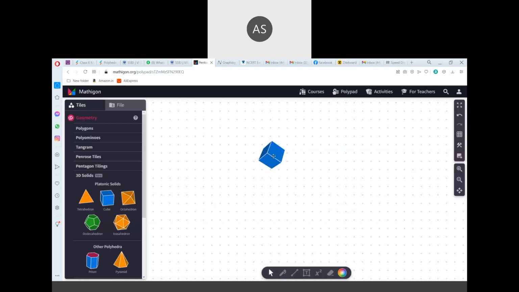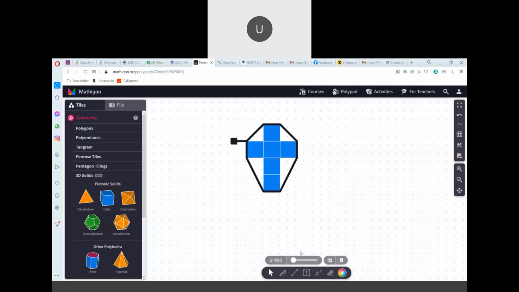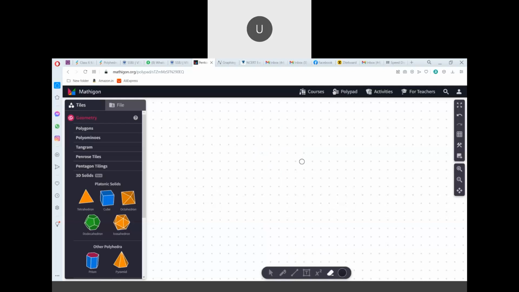Suppose if I unfold this, I get squares. How many squares are there here? Six squares. 4, 5, 6. So 6 squares together form the net of a cube. This is the net of a cube. Now I am taking an octahedron. As the name suggests here, octa refers to 8.